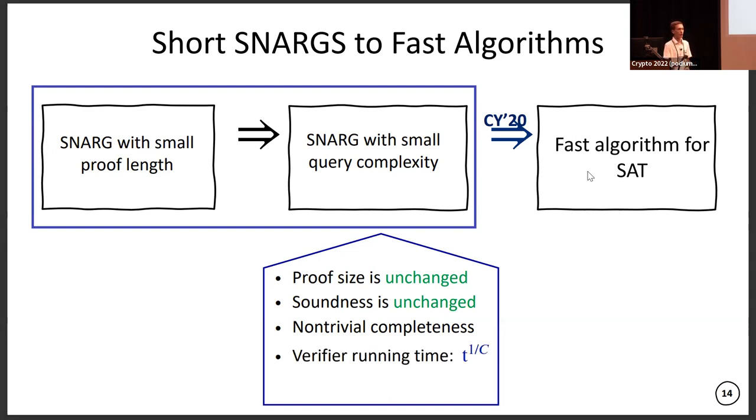And the verifier running time of the new construction here is t to the power of 1/r, where the query complexity is slightly less than log of t over epsilon. For the lower bound, if you take exactly what the lower bound states, it will get to log of t over epsilon.